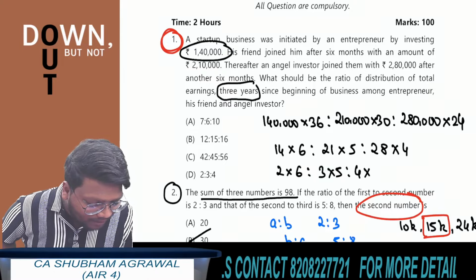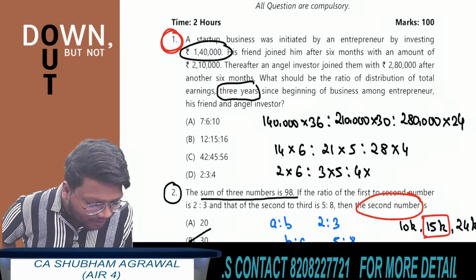Okay, 7 multiplied by 2 is 14, 7 multiplied by 3 is 21, and 7 multiplied by 4 is 28. What is the profit sharing ratio in simplest form? 12 is to 15 is to 16. I hope all of you have understood this step. Okay, which option is correct?